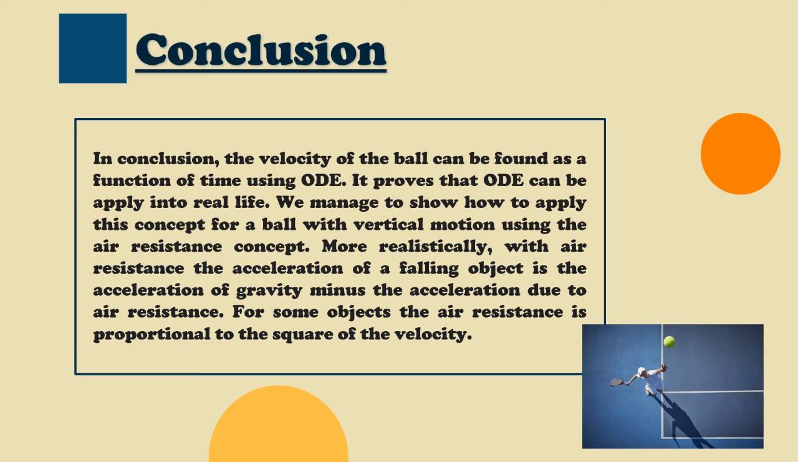So, in conclusion, the velocity of the ball can be found as a function of time using ODE. It proves that ODE can be applied to a ball with vertical motion using the air resistance concept. More realistically, with air resistance, the acceleration of a falling object is the acceleration of gravity minus the acceleration due to air resistance. For some objects, the air resistance is proportional to the square of the velocity.